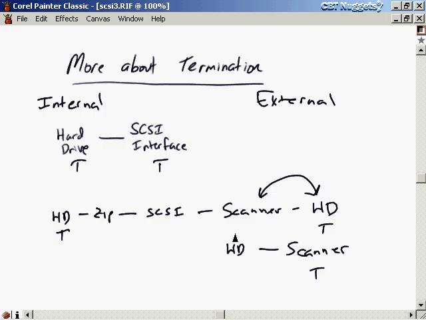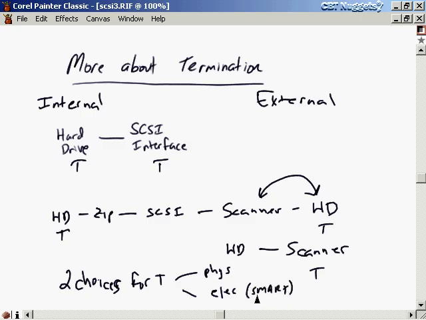There's also how you terminate this. That's another issue. So the termination, there's 2 choices for termination. Okay, one choice is physical. So you can have these connectors that slide over the end that actually physically terminate the chain. Or another choice is electronic termination. Sometimes this is also called smart termination. And if you read some tech journals, you'll see they spoof on this and call it dumb termination, because a lot of times this doesn't work.